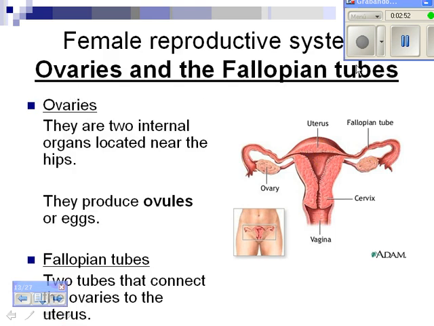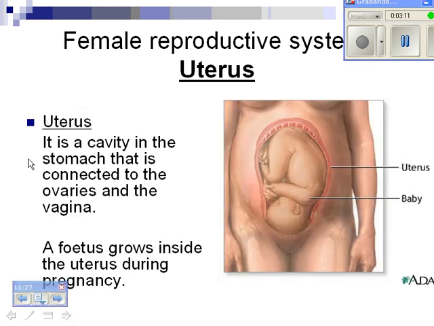The ovaries and the fallopian tubes. Ovaries are two internal organs located near the hips. They produce ovules or eggs. And the fallopian tubes are two tubes that connect the ovaries to the uterus. The uterus. It is a cavity in the stomach that is connected to the ovaries and the vagina. A fetus grows inside the uterus during pregnancy. So here's the uterus.